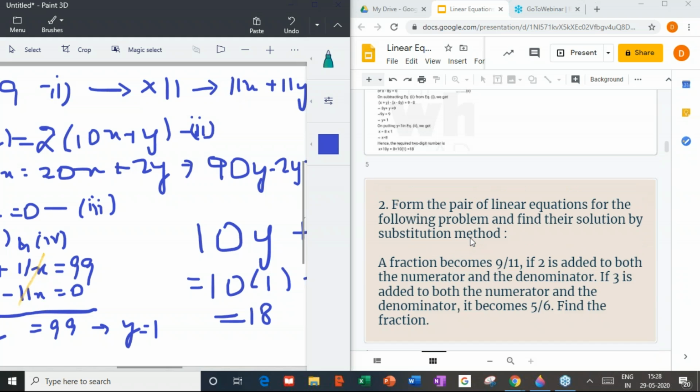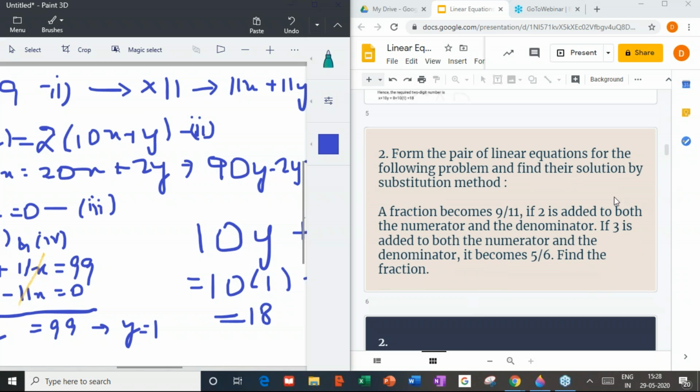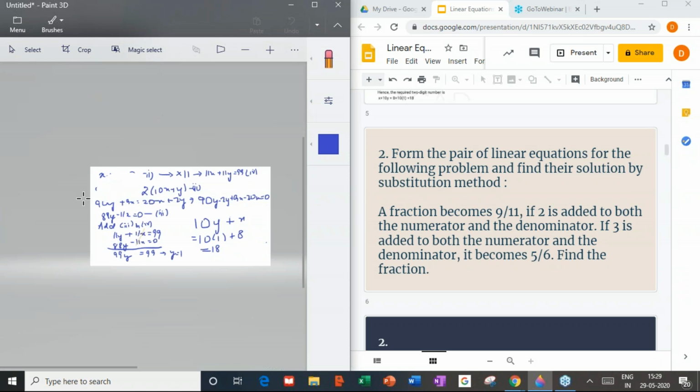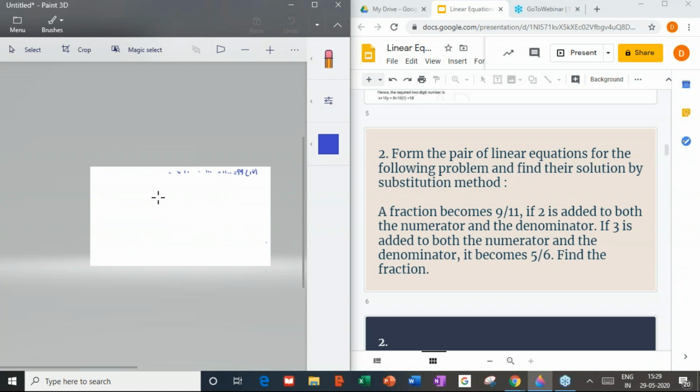Okay. So now we'll handle a question with fractions. The question says a fraction becomes 9 by 11 if 2 is added to both the numerator and the denominator. And if 3 is added to both the numerator and denominator, it becomes 5 by 6. Find the fraction.